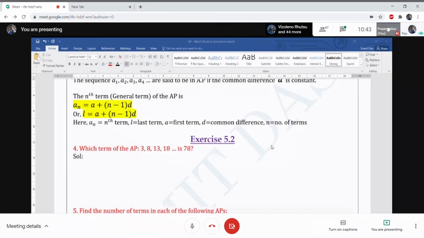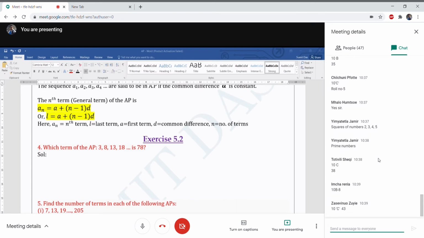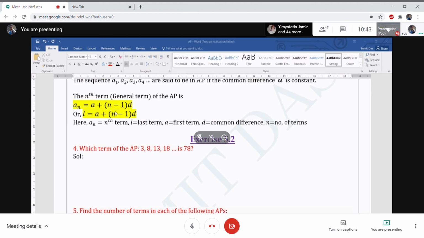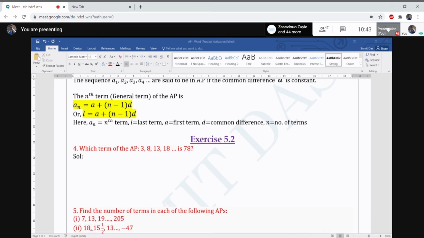That's what we have to do in this chapter, exercise 5.2. We have to just find what is asked. Basically, either you have to find n or a or d or an, and the other 3 variables will be given. So start with number 4. Number 4 is saying which term of the AP is 78. The AP is given: 3, 8, 13, 18. Which term of the AP is 78?